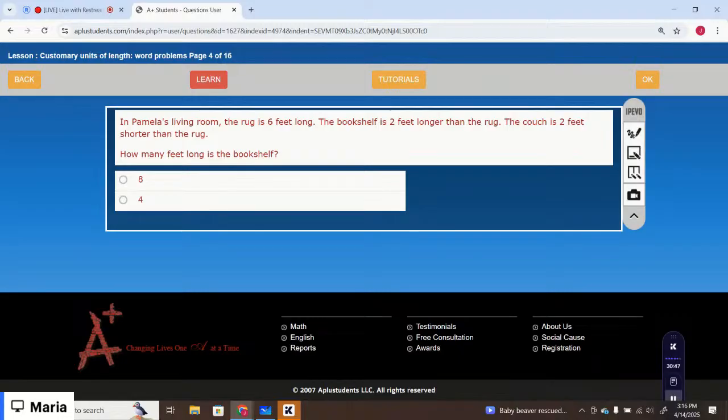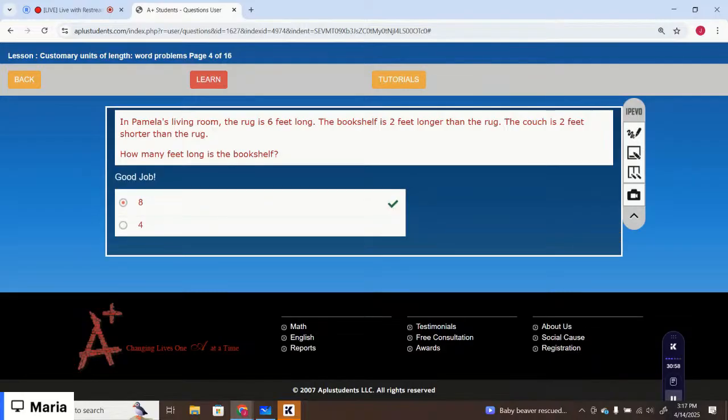The bookshelf is 2 feet longer than the rug. The rug is 6 feet, so 6 plus 2 is 8. Option number one is the correct option. Very good.